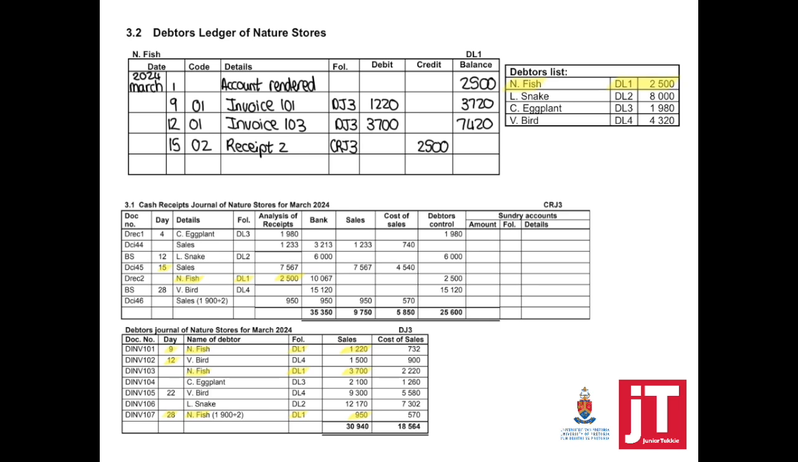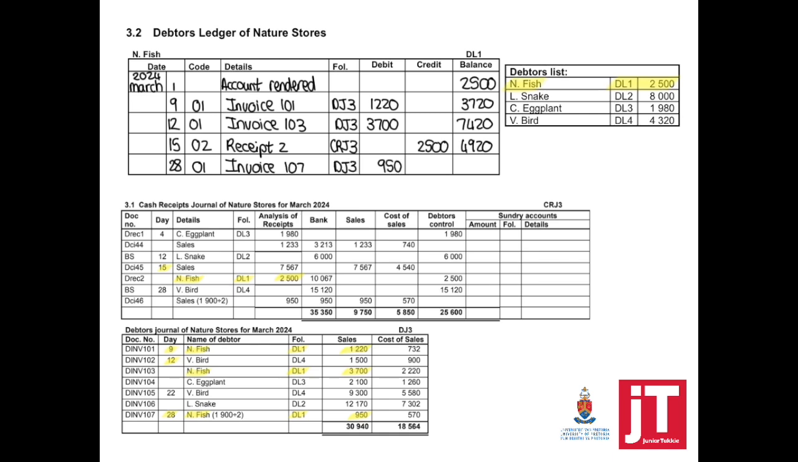Then on day 15, can you see now that the code is different? We assigned number 2 for payments from debtors. Receipt number 2 was issued as evidence and proof. Now from the cash receipts journal, it will always appear on the credit side because this debtor owes me 2,500 less. To calculate the new balance, 7,420 minus 2,500. They owe you less money.